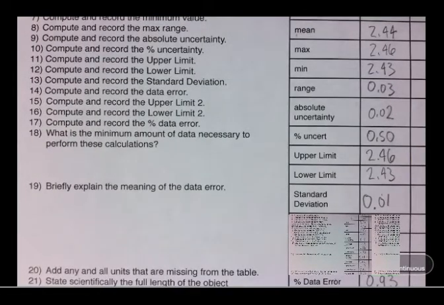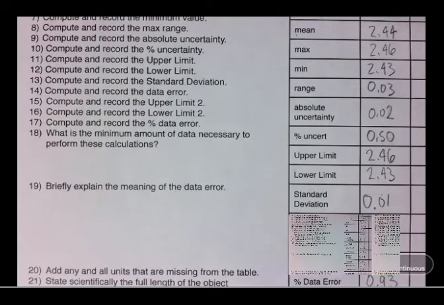As you can see here, we recorded the data that we used the calculator to produce into the table: the mean, the max, the min, range, absolute uncertainty, percent uncertainty, upper limit, lower limit, standard deviation, data error, upper limit, lower limit, and percent data error. And that takes us down to question 18.